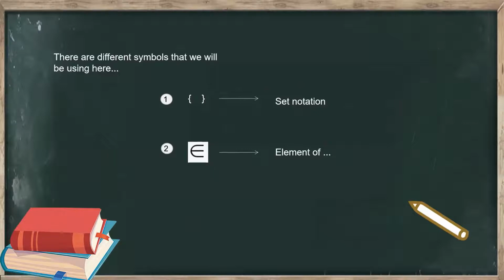These are universally accepted mathematical symbols. For example, if I write "element of" in English, a person who doesn't know English will never be able to read this. But this is a universally accepted mathematical symbol. In whichever language, if you write this symbol, it means it's an element of.